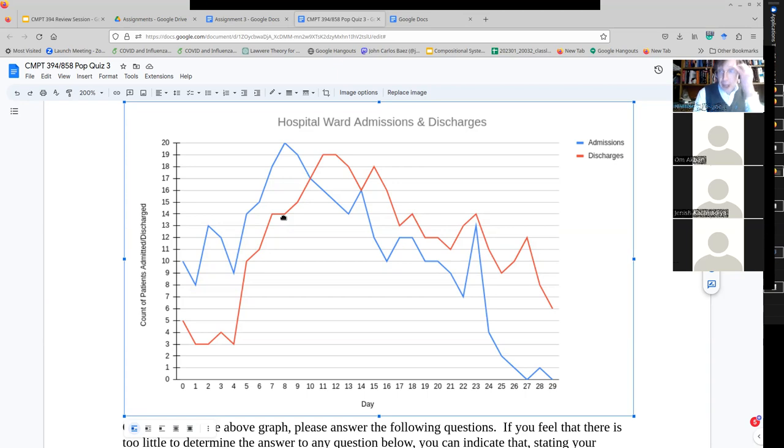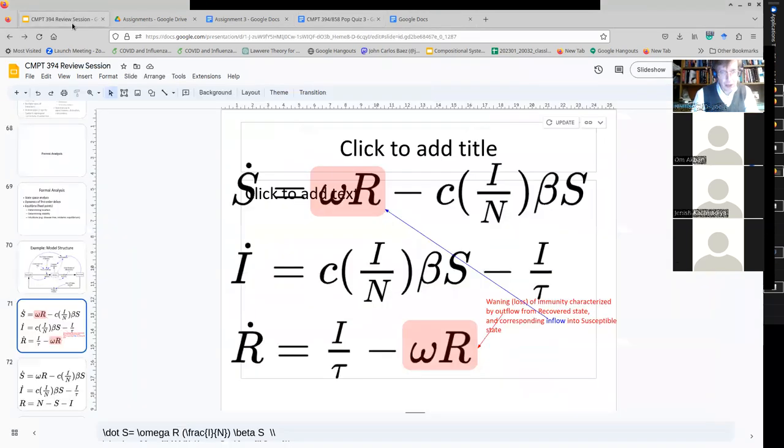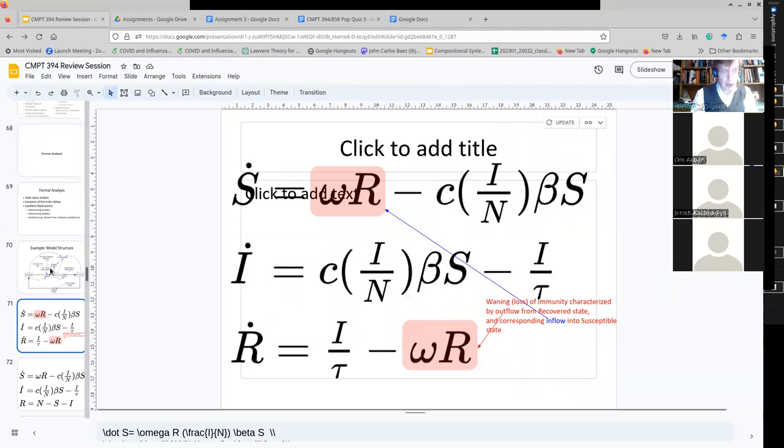So the rate of change is not just the number of new infections. It's new infections minus new recoveries. That's the rate of change of this. That's a key point.